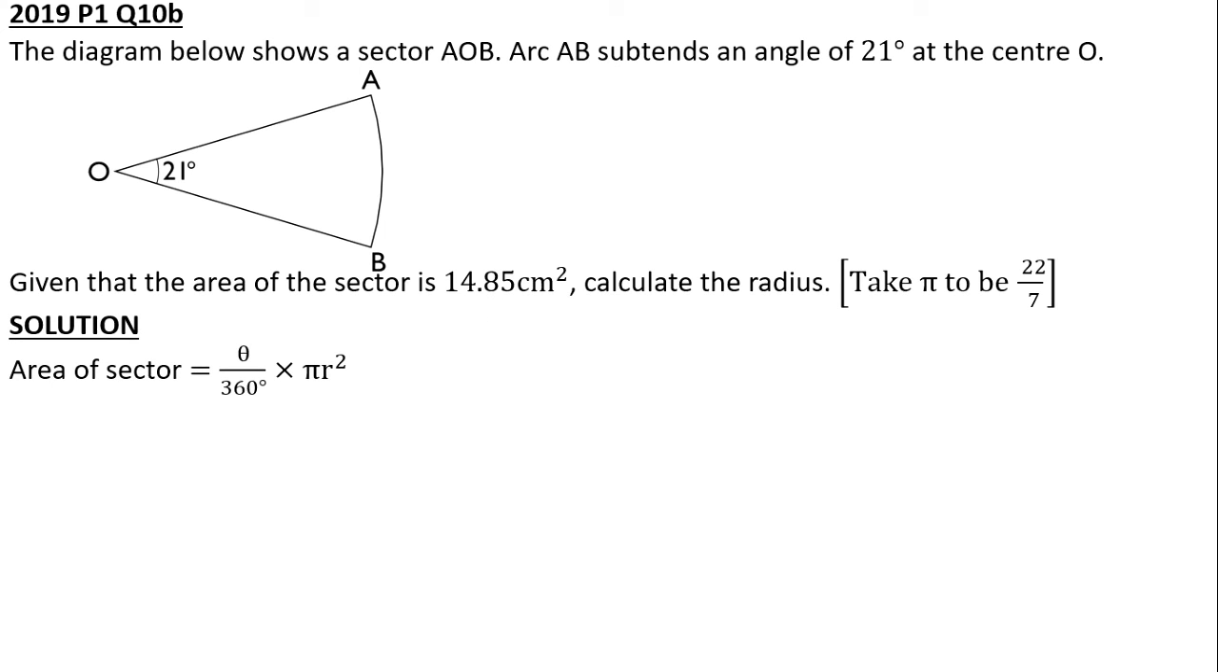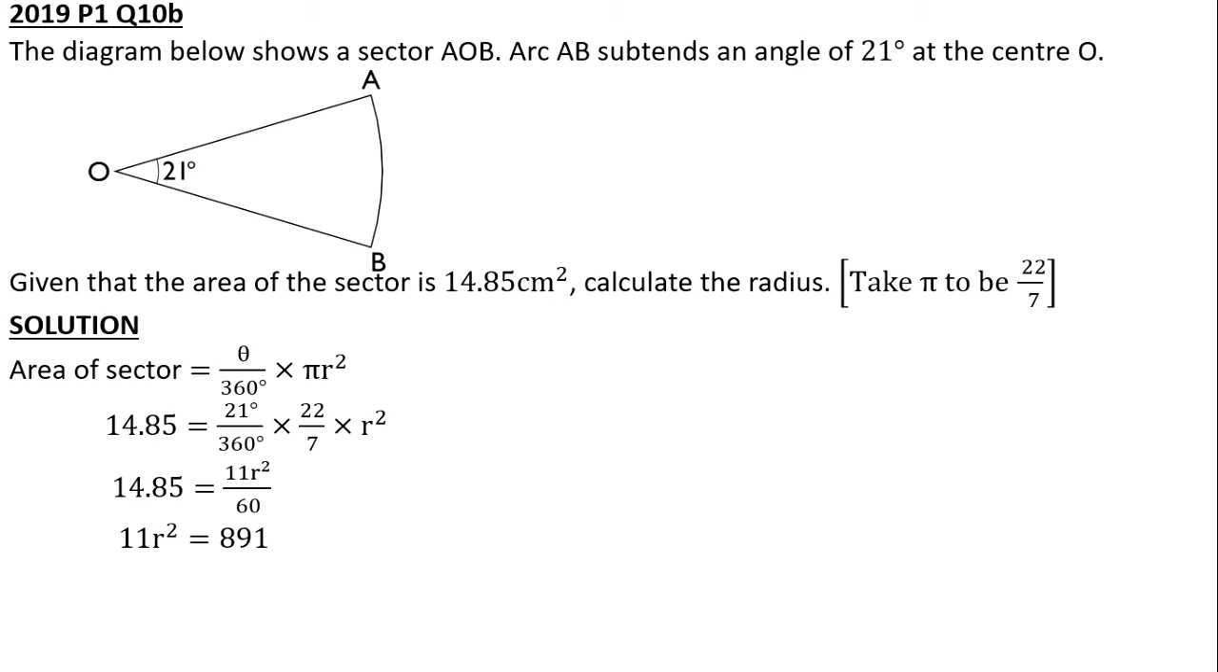So we are going to say area of sector equal to theta over 360 degrees times pi r squared. Where there's area of sector, we'll replace our 14.85. Where there's theta, we'll substitute our 21. And where there's pi, we'll put our 22 over 7, like that. Simplify that. Cross multiply. So we have 11r squared equal to 891.